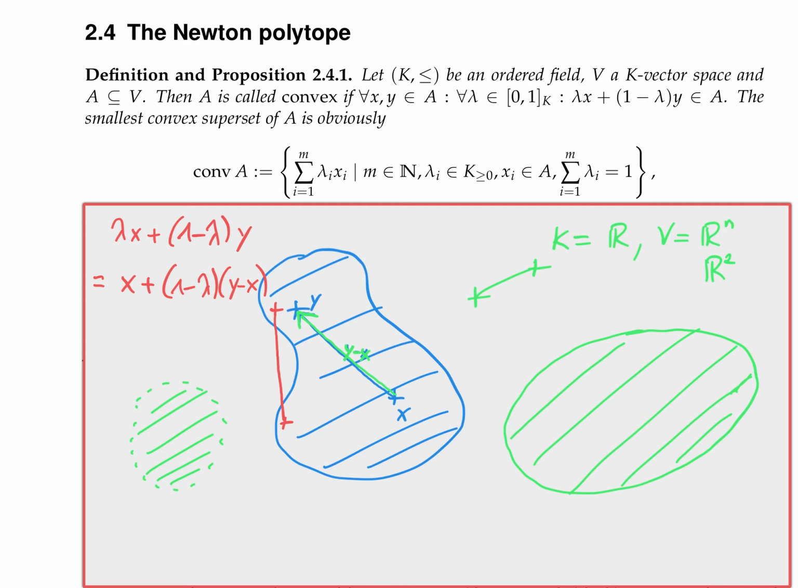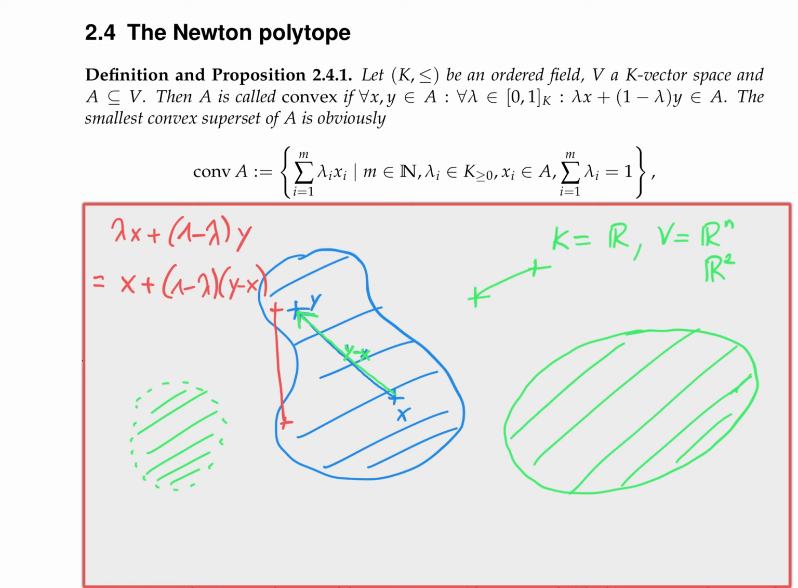Because there cannot be two smallest. Smallest means it's a convex superset, and whenever you have another convex superset, of course inside V, it is contained in there. And I claim that this smallest convex superset of A consists exactly of these so-called convex combinations of points in A.